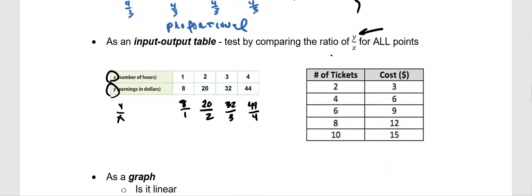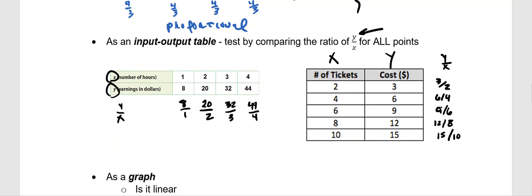Vertical tables, like we see here, have 2 columns. The left column is always x, and the right column is always y. So I'm going to do my y over x here, and I'm going to realize my y of 3 over x of 2 is representing the cost of $3 in relation to the number of tickets being 2. And I can do the same ratio, 6 to 4, y over x. And I can compare it to 9 to 6, y over x. I can compare it to 12 to 8, y over x. And I can compare it to 15 to 10, y to x.